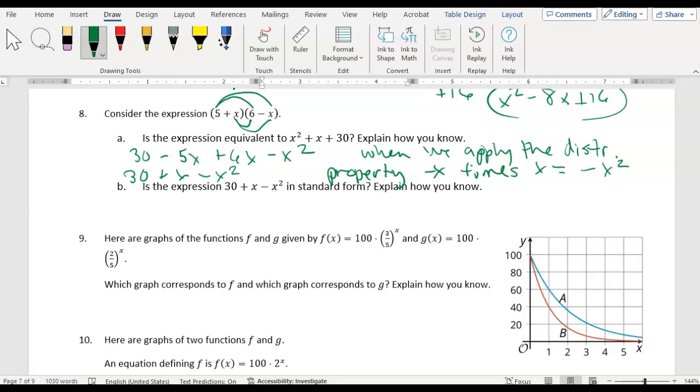It says, is the expression 30 plus x minus x squared in standard form? Explain how you know. So yes, excuse me, because we see the squared term, right? We see that x squared.